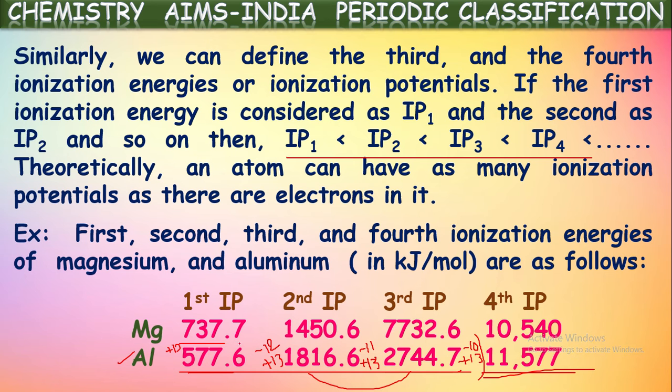In the case of magnesium, the third IP value is much greater. After the removal of 2 electrons, what happens? Magnesium attains the stable configuration of neon. So the third electron removal becomes much more difficult, so it has a much greater IP3 value, isn't it? Okay. Next.